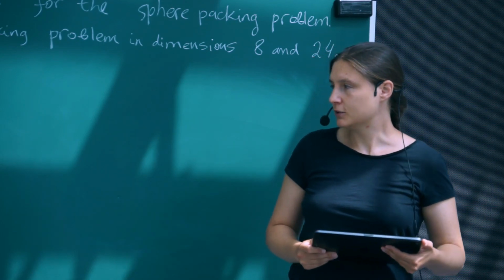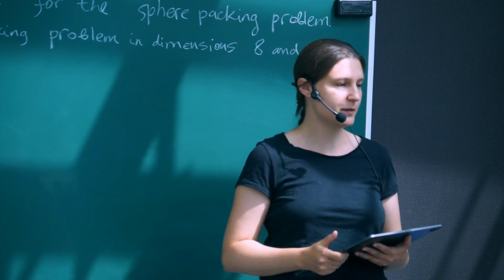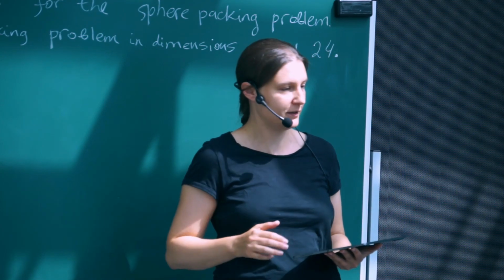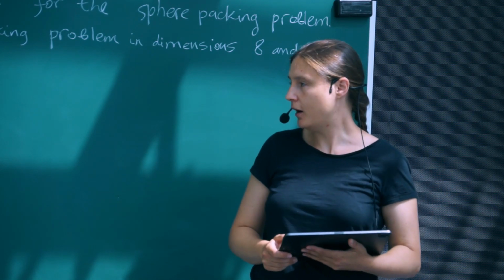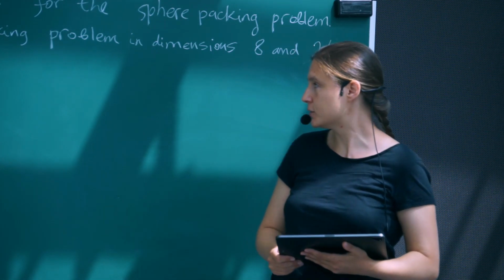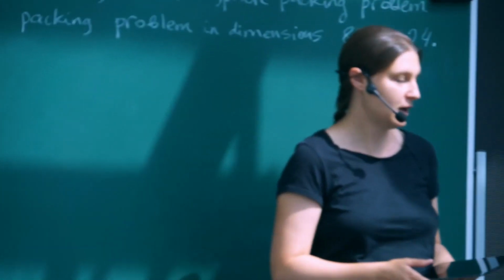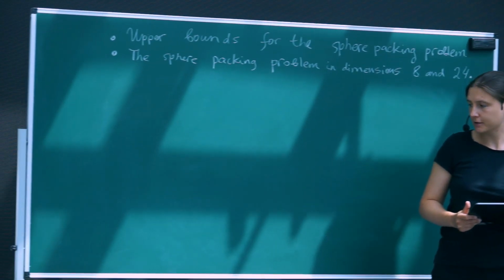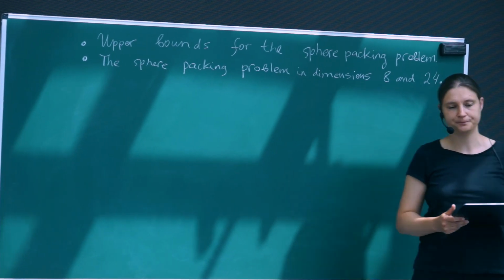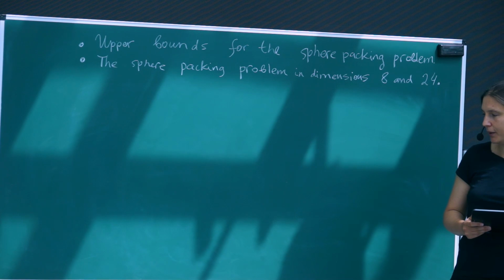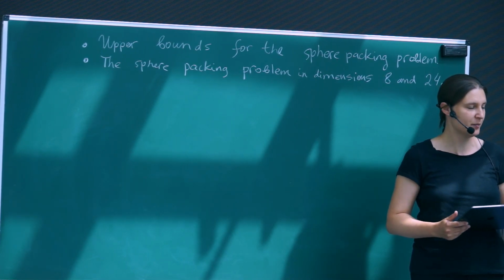And so today we'll speak about some more general methods, because the proof we had in dimension 2 was very special and it worked only in that dimension. And then we will speak about the sphere packing problem in dimensions 8 and 24, where we also have sharp upper bounds. And as we have already seen, the proof of an upper bound can be very creative, and only our imagination is the limit.